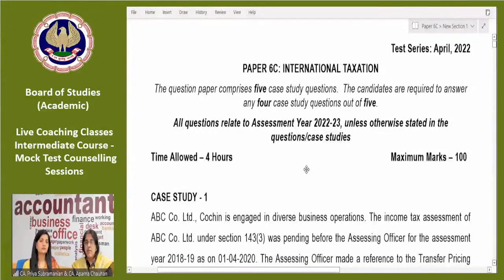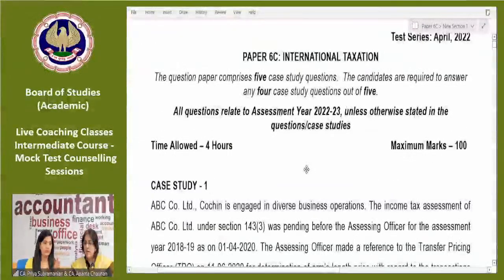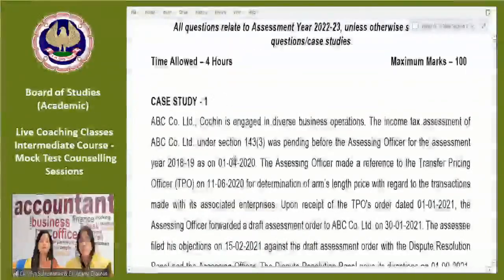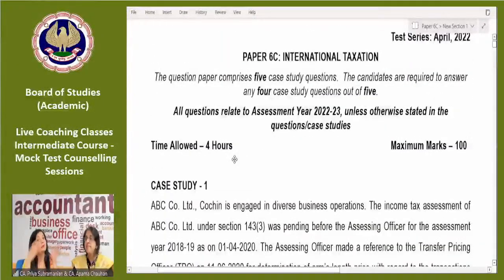Now, one thing, ma'am, you should take a pen and paper and solve the case on your own. Don't read the case study digest. I have already told this in paper 7 also, that you should not read the answers first. You should solve on your own, then compare the answers. It will definitely help you in a better way.